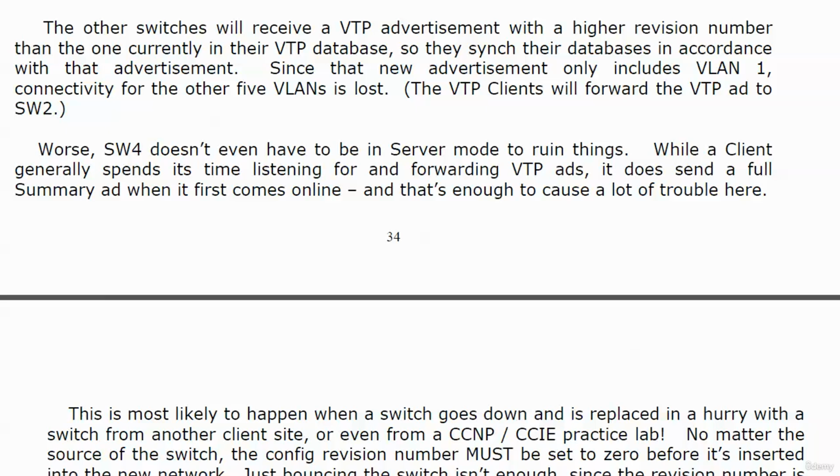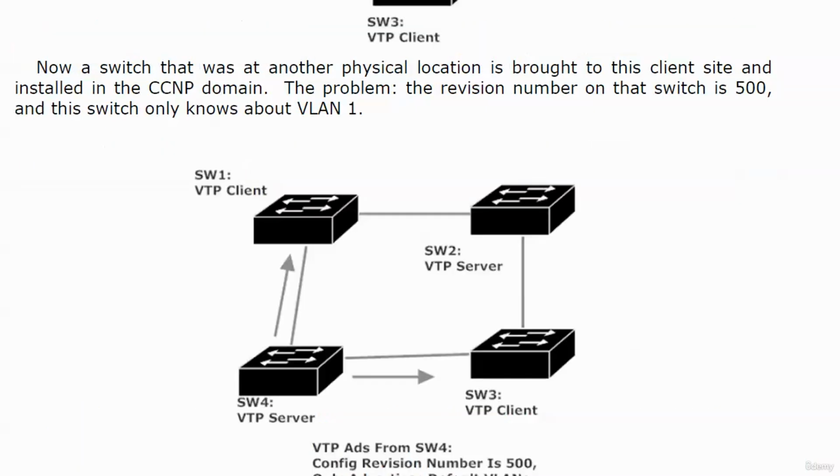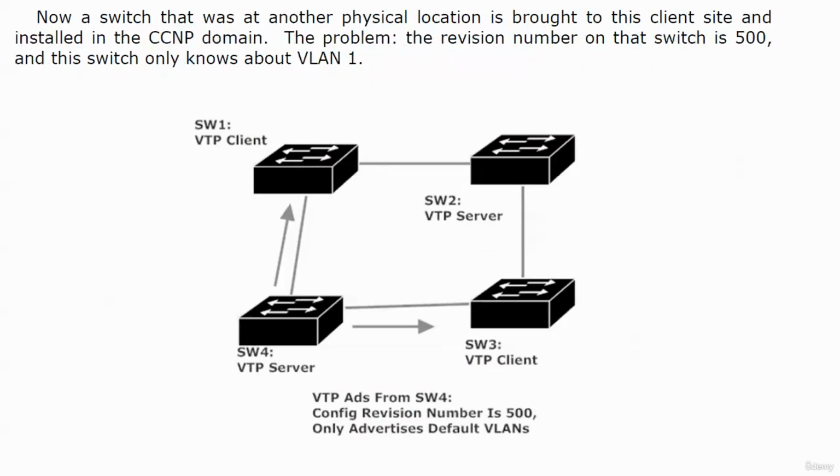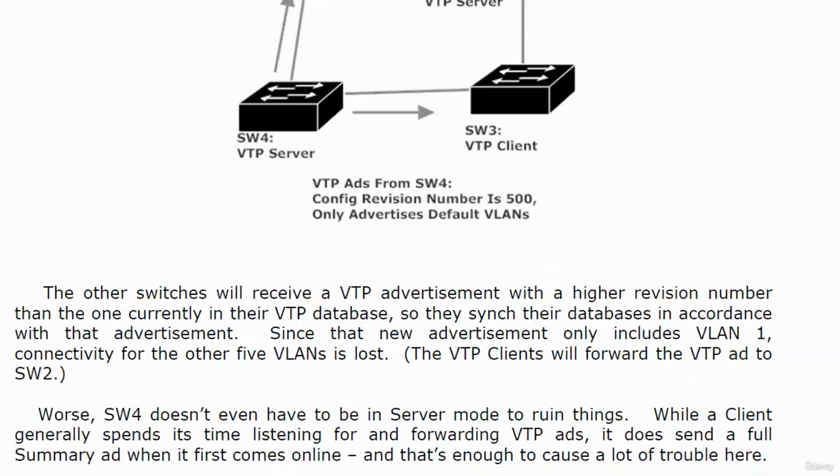Now, even worse, switch 4 doesn't have to be in server mode in order to ruin things. I've got it listed as a server here, but it could be a client and still cause the same kind of damage. Remember, I believe in the previous video I mentioned very quickly that a VTP client will send out an advertisement when it first comes into a domain, when it first comes online. Well, that could be the one that causes all the trouble if the revision number is higher than the revision number on the receiving clients.